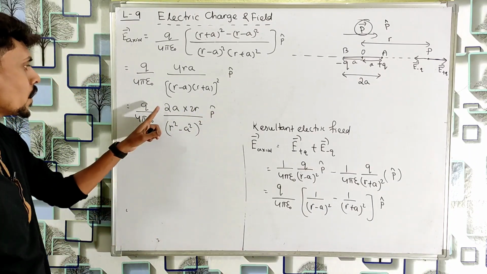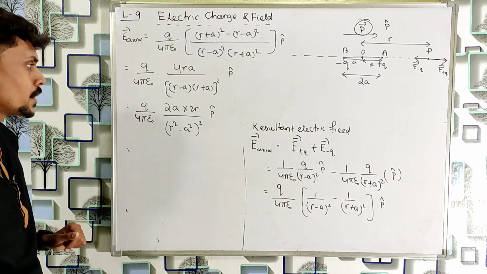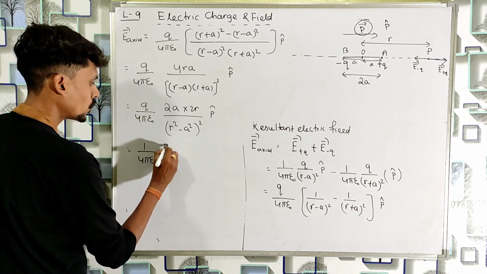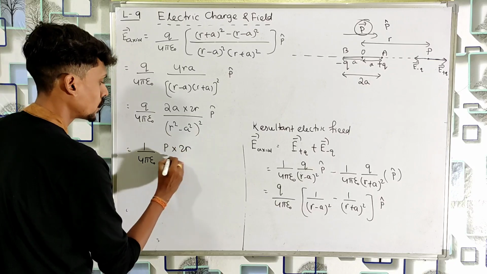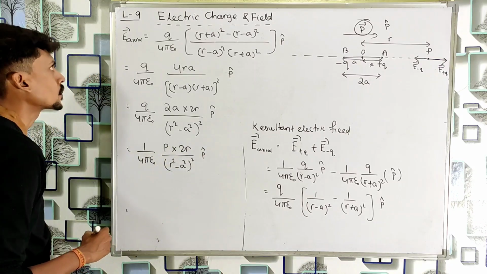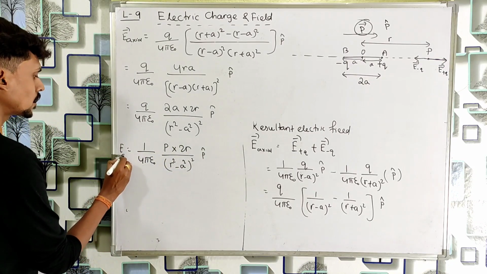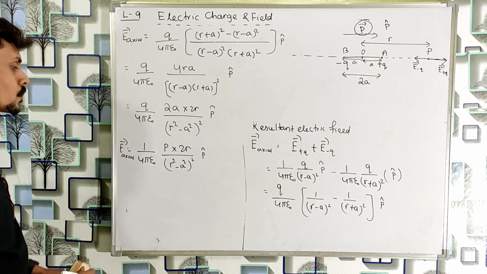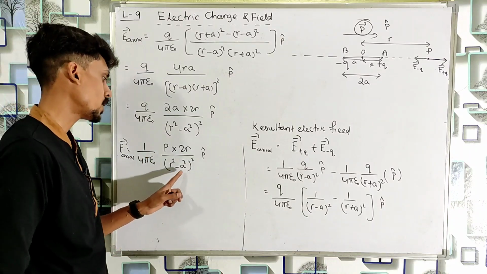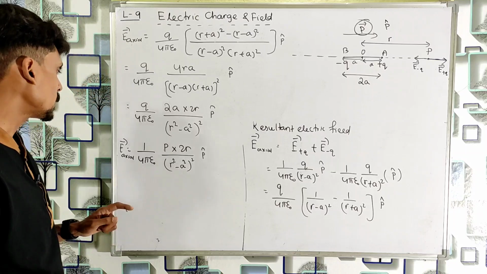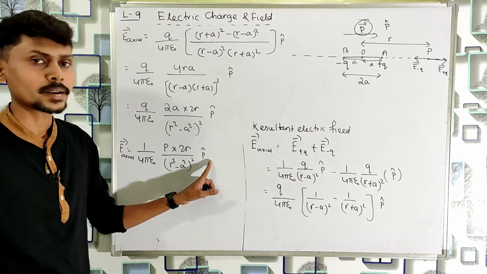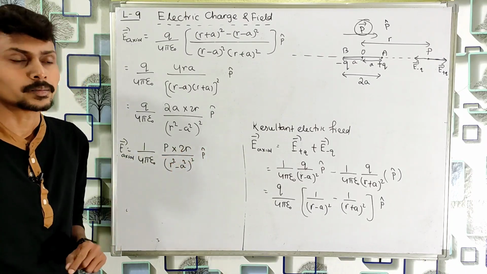And this Q into 2A is the dipole moment P. So I can write 1 by 4 pi epsilon naught, Q into 2A will be P. Then we have 2R divided by R square minus A square whole square into P cap. So E axial is 1 by 4 pi epsilon naught P into 2R divided by R square minus A square whole square into P cap. So you can say that the electric field at the axial point is directed along the dipole moment, because in the direction part we have P cap.